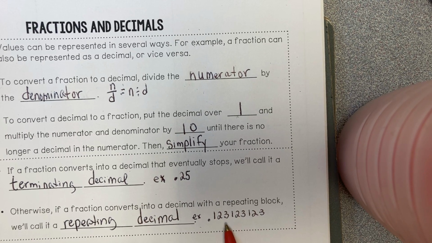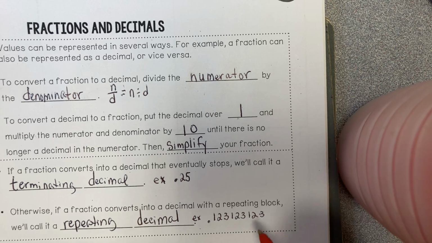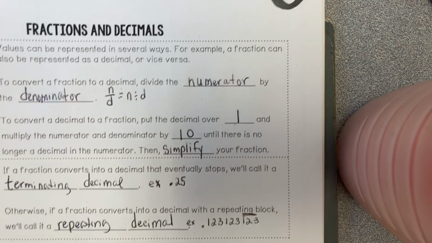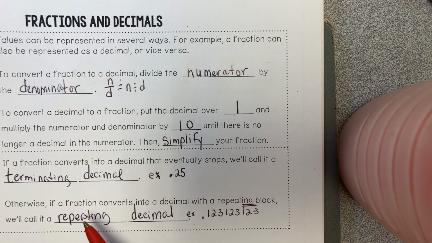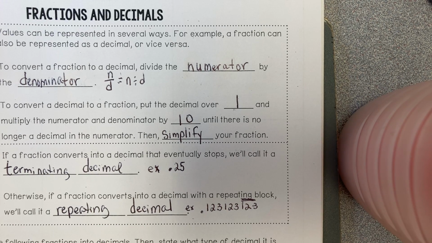It doesn't have to be 3 numbers. It could be 5. It could be 2. It could be 1, as you're going to see. This block of numbers keeps repeating over and over and over. Therefore, this is a repeating decimal. All right, again, I would pause, make sure you have everything written in just like you see it on the screen right now. Welcome back if you paused, okay?